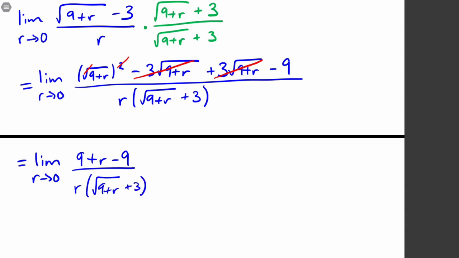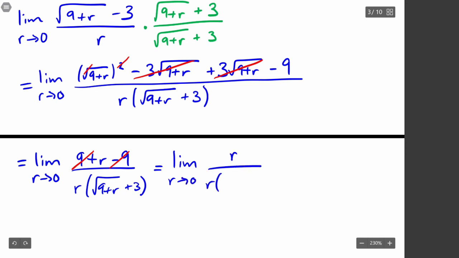Now we still have some more simplification to go, but you can see here that something's happening. So let's keep simplifying, because if we plug in r equals 0, we're still going to have 0 over 0. So we've not fixed the problem just yet. But here we can cancel these 9s. So this is the limit as r goes to 0 of r over r times square root of 9 plus r plus 3. And now look, this r cancels with this one and leaves a 1 on top.